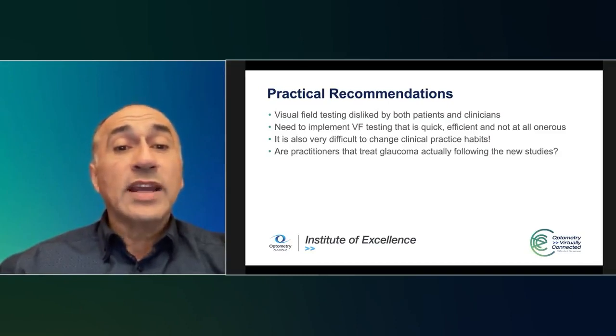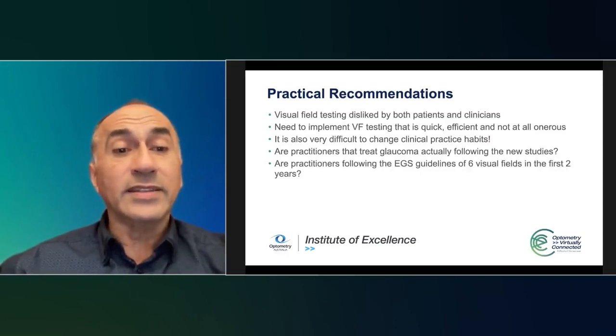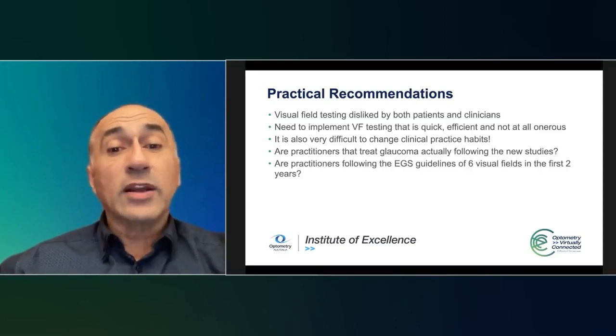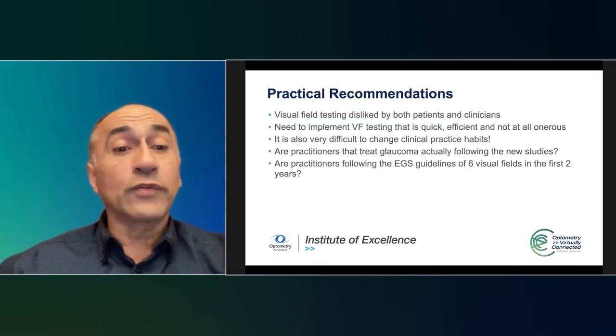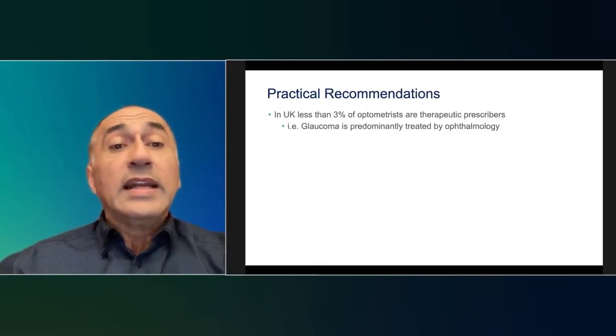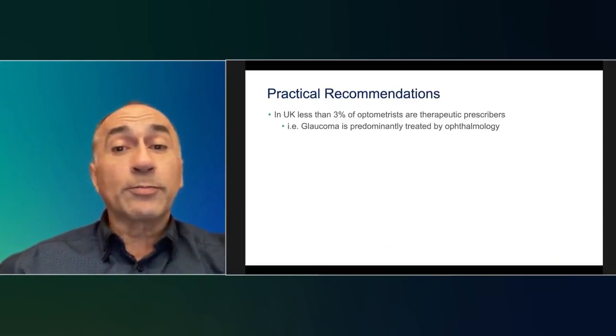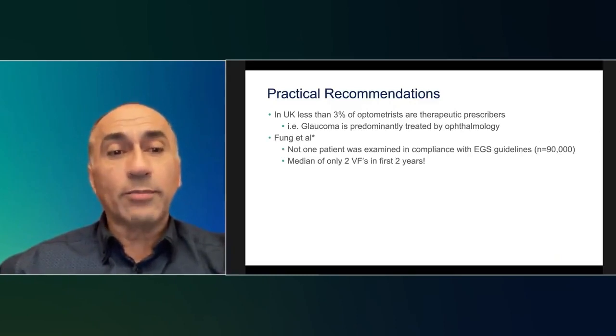Are practitioners that treat glaucoma following these new guidelines that have come out in the last 10 years? And those guidelines specifically regarding 6 visual fields in the first 2 years. In the UK, to put it in perspective, only 3% of optometrists are therapeutic prescribers, while in Australia it's probably 70% or more. So glaucoma is predominantly treated by the National Health Service, NHS, in ophthalmology hospitals and private practice.